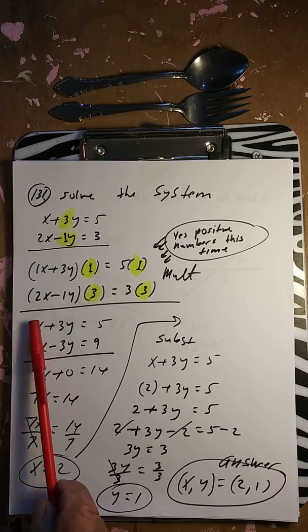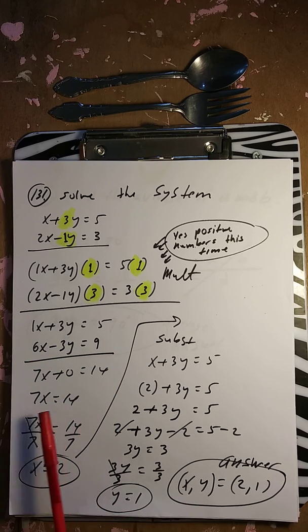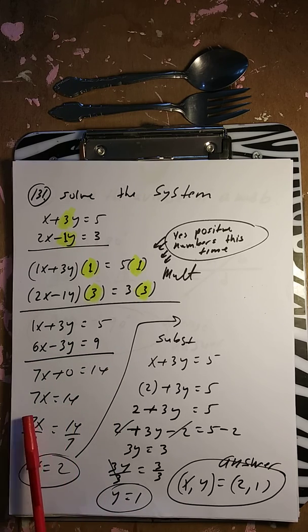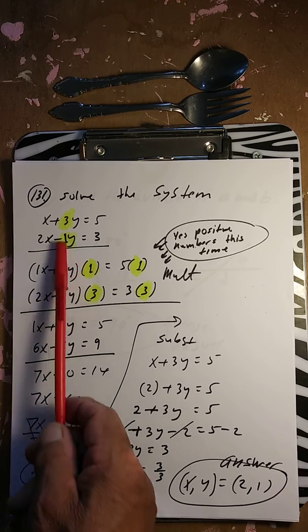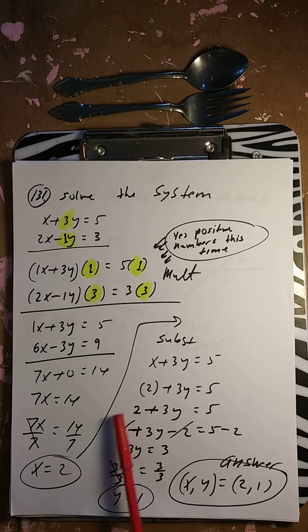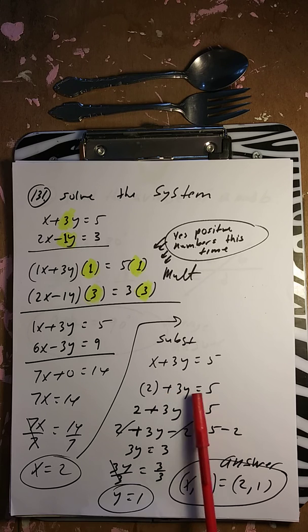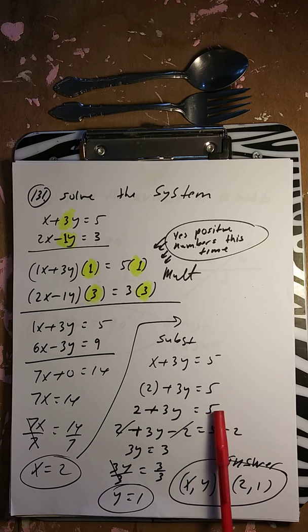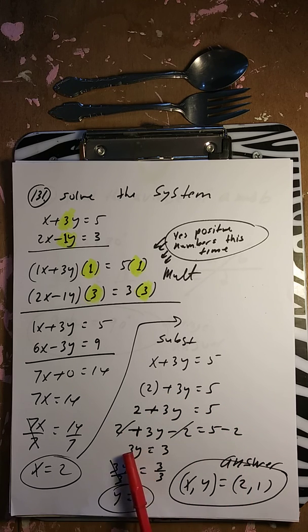And look at what happens now. We have 7x plus 0 is 14, 7x is 14, divided by 7, so x must be what? 2. Now I need to find the other answer, the y. So this one here, x plus 3y equals 5, substitute it in there. X is 2, put it in there. So 2 plus 3y equals 5, minus 2 on both sides, so 3y equals 3, divide by 3, so y must be 1.